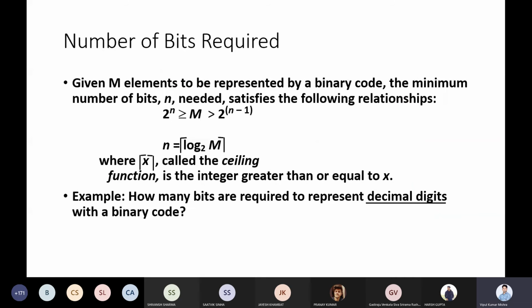Okay. Now, another question, how many bits are required? This is a very common question that comes. Suppose I want to represent a number in binary, how many bits are required to represent a particular number? Suppose I want to represent 30. So how many bits are required to represent 30? How to calculate it?